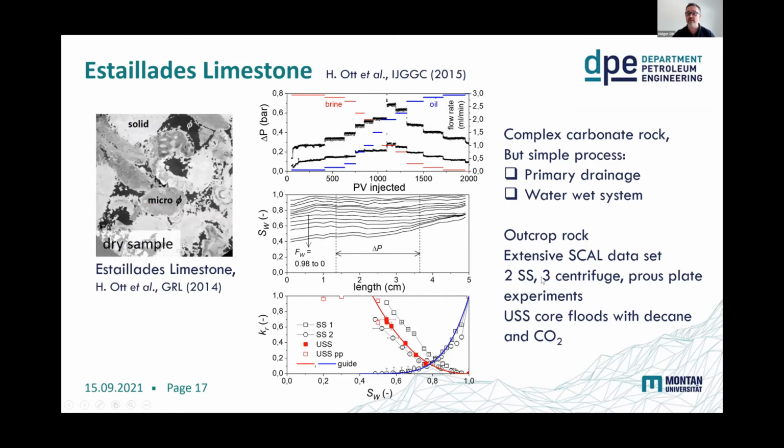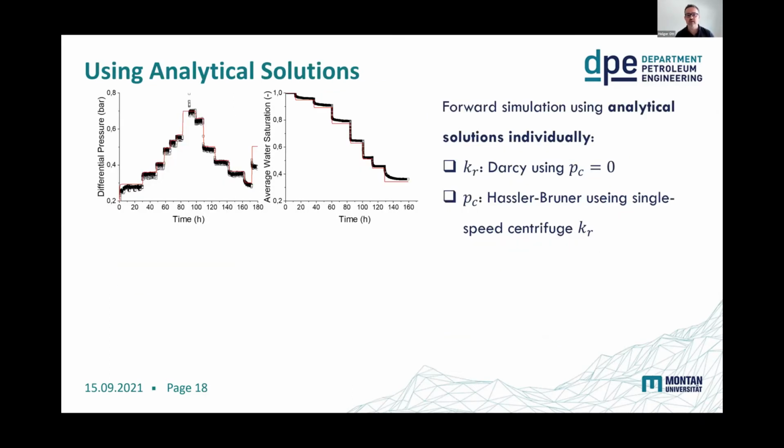We have in addition three centrifuge experiments and several porous plates. So that's an extensive data set. Therefore, we are going to use it. We are using this relatively old data to reanalyze. Okay, what happens if we apply the analytical solutions? Well, this happens. Basically, we see there's a perfect fit, or not a good fit, a little bit too high maybe.